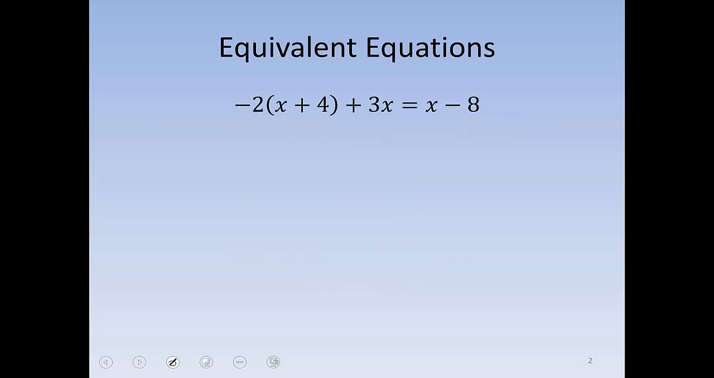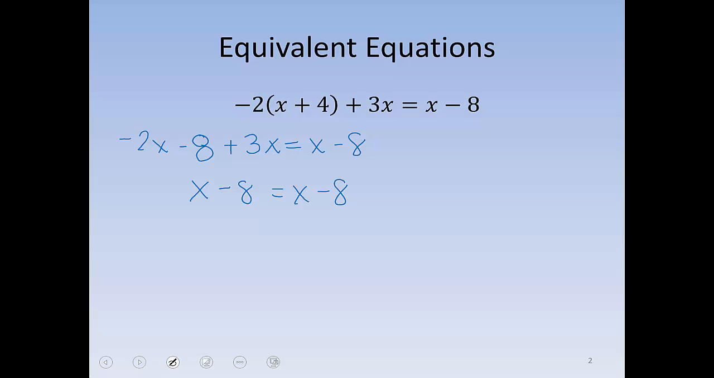Okay, so we're going to go ahead and solve this. We're going to use the methods that we did in the last video using the inverse operations. So the first thing I have to do is get all of the x's into one spot, and I'm going to go ahead and do that by distributing the negative 2 on the left-hand side. So I will have negative 2x minus 8 plus 3x equals x minus 8. I'm going to go ahead and combine the x's on the left-hand side, and that leaves me with x minus 8 equals x minus 8.